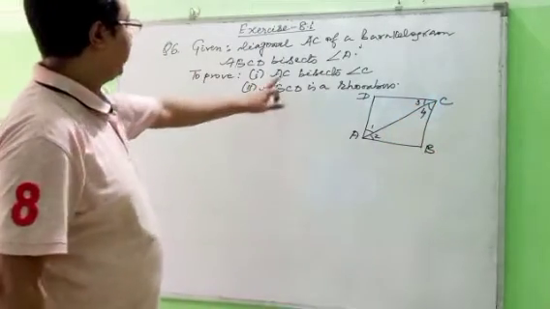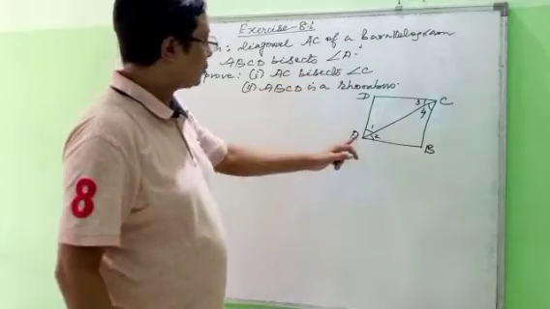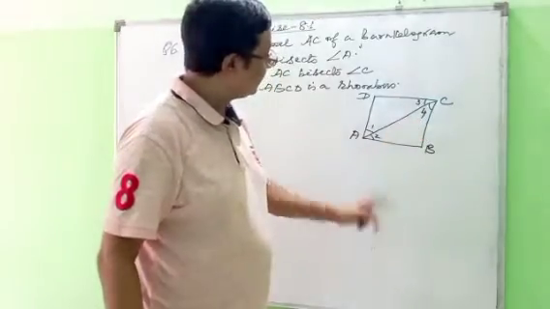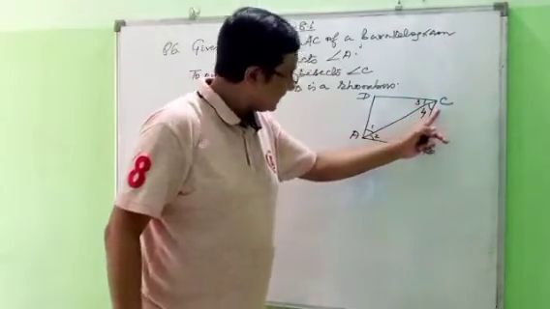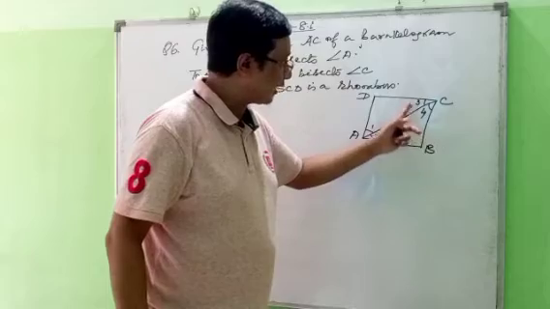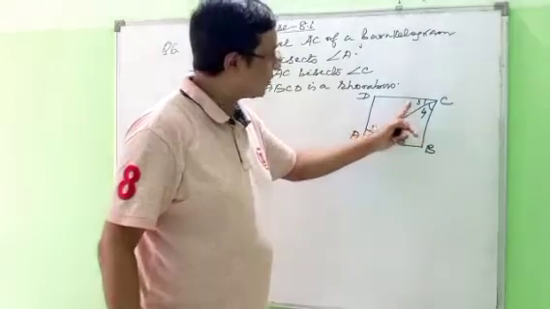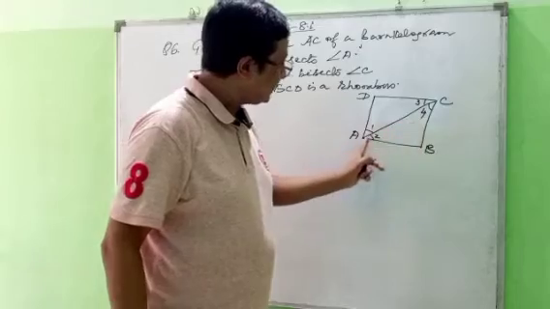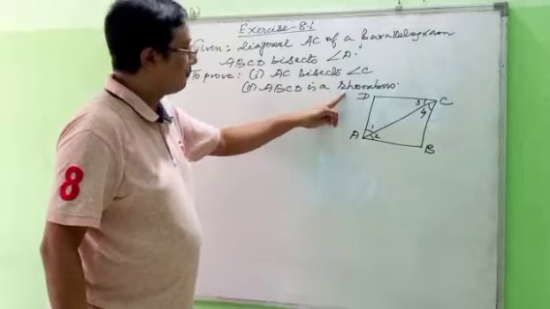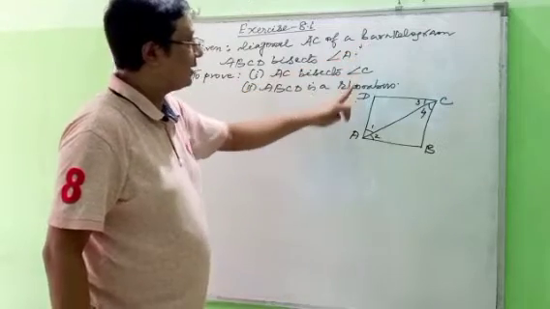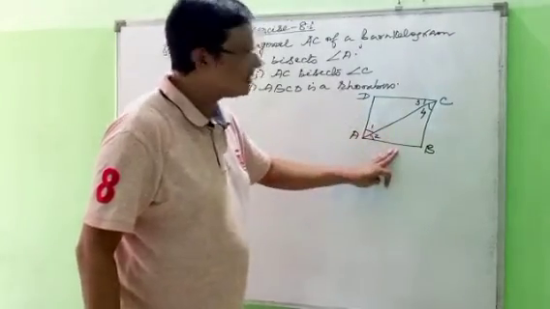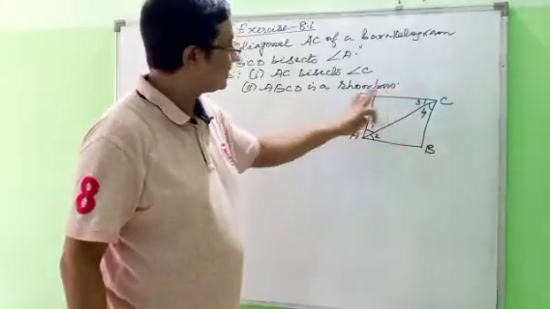You are to prove AC bisects angle C. That means you are to prove that the diagonal AC divides angle C into two equal measures. That is, angle 3 equals angle 4. When we prove that, AC will bisect angle C. Then the second one, ABCD is a rhombus. To make the parallelogram into a rhombus, you will have to show all four sides equal, because a rhombus is a quadrilateral having all four sides equal.